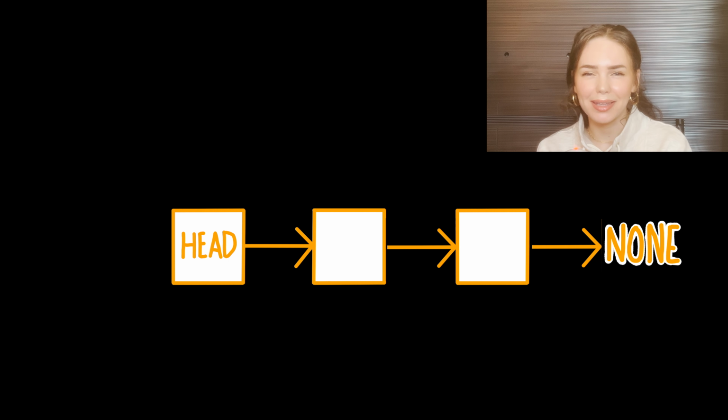What's the use of a length method if you don't even have any nodes to count? Sounds like we should implement an insert method. First, let's discuss where an insert would place a new node.